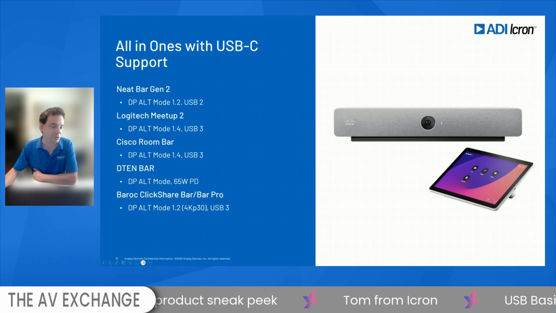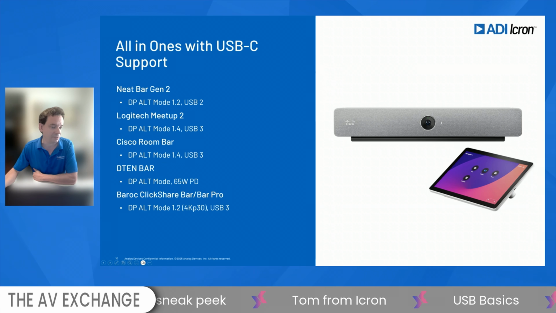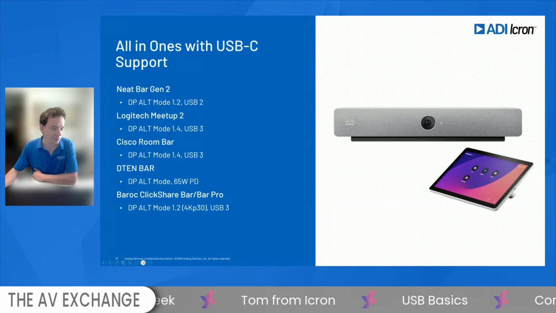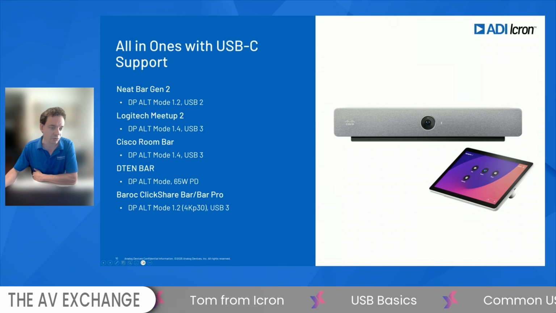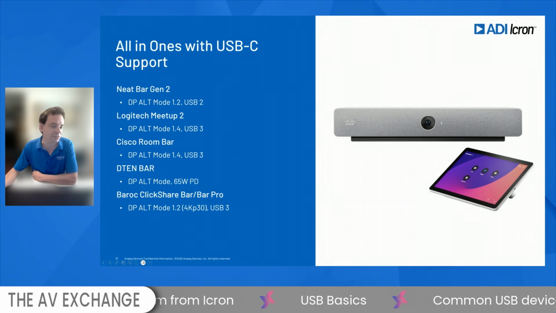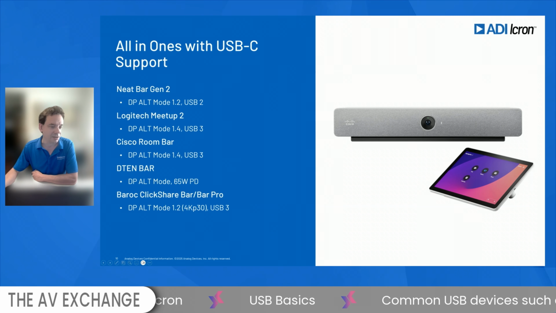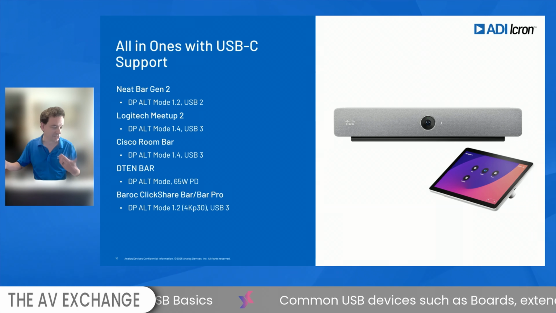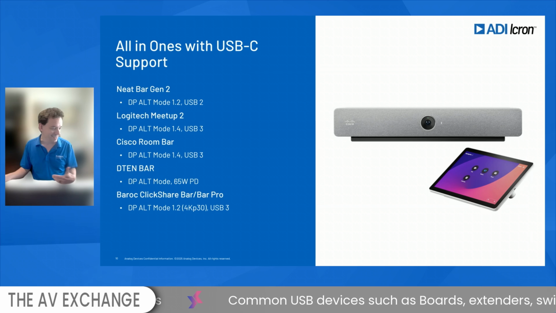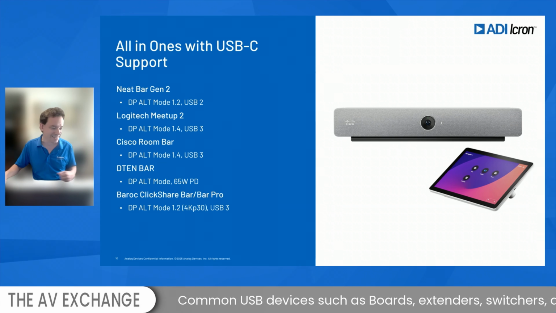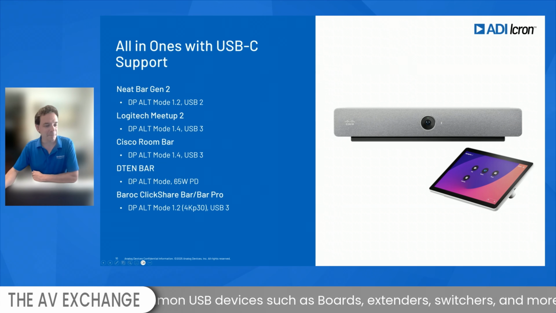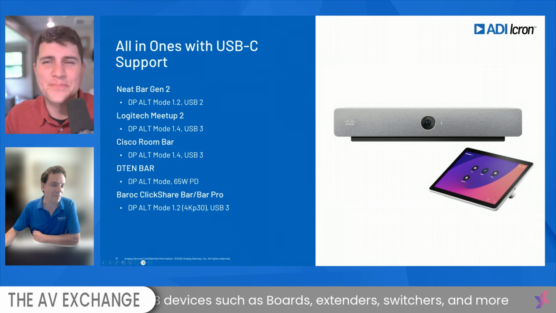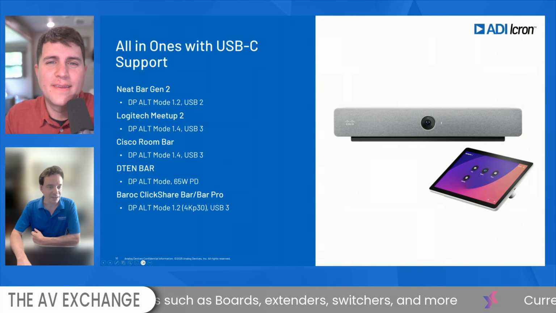D10, again, this is one of those interesting points here. D10 states DP alt mode and 65 watts, but doesn't say if it's USB 2 or 3 or which version of DP alt mode it does. So things like that are an example of where, to your point, Joe, engineering and marketing intersected and didn't quite meet. And then you got Barco there. So these are some common USB-C all-in-ones here.